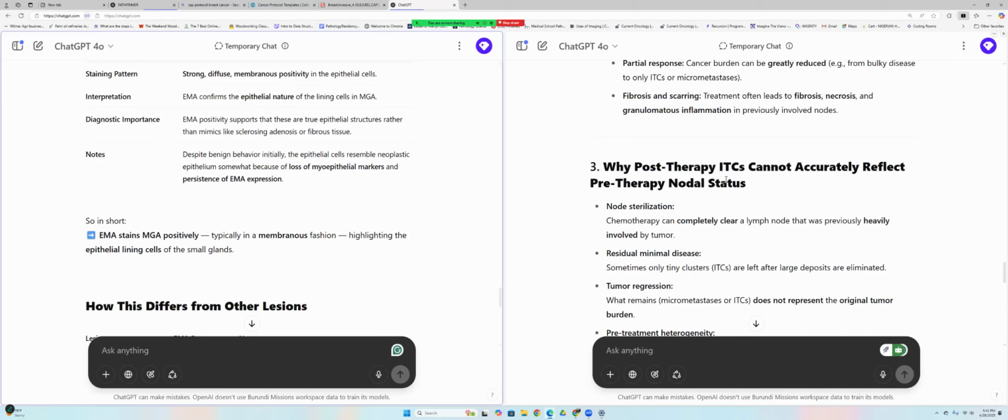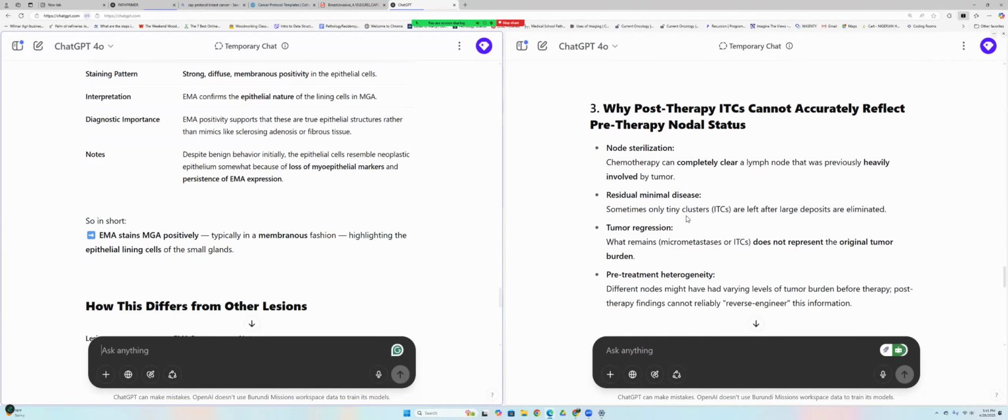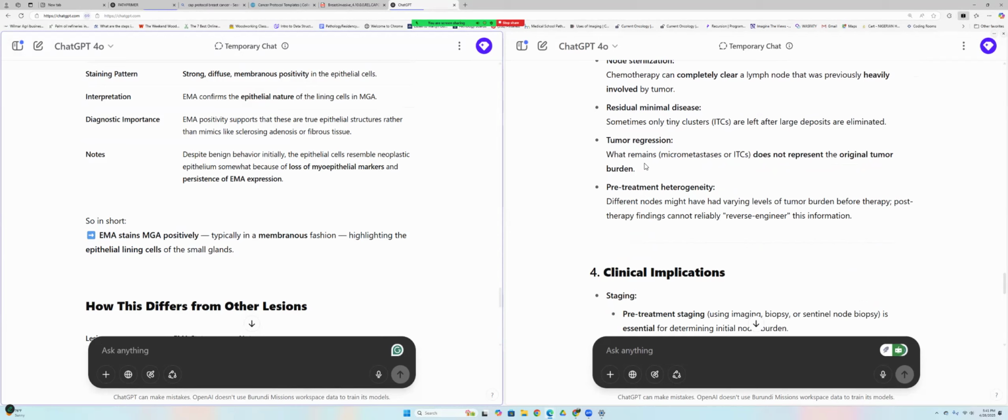Why can post-therapy isolated tumor cells not accurately reflect pre-therapy nodal status? Chemotherapy can completely clear a lymph node that was previously heavily involved by tumor. Residual minimal disease: sometimes only tiny clusters, isolated tumor cells, are left after large deposits are eliminated. Tumor regression: what remains of micrometastasis does not represent the original tumor burden. Pretreatment heterogeneity: different nodes might have had varying levels of tumor burden before therapy. Post-therapy findings cannot reliably reverse engineer this information.